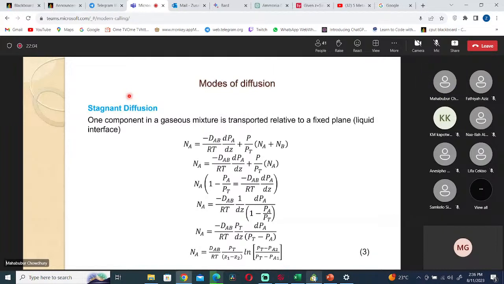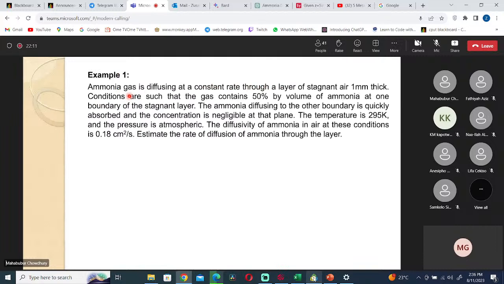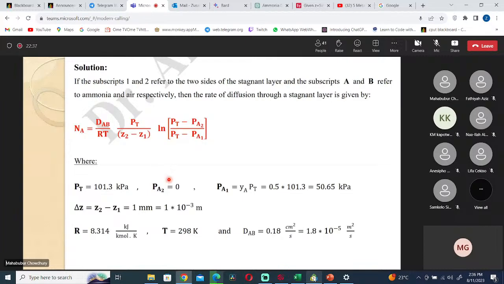Thank you. Now, the delta Z, which is Z2 minus Z1, was given to you already as 1 millimeter, so you know the difference in thickness. It's 1 times 10 to the power minus 3 meter. Everything must be in SI units. And your R is, of course, the universal gas constant, 8.314 kilojoules per kilomole Kelvin. Your temperature T is equal to 298 Kelvin. That is given to you already.